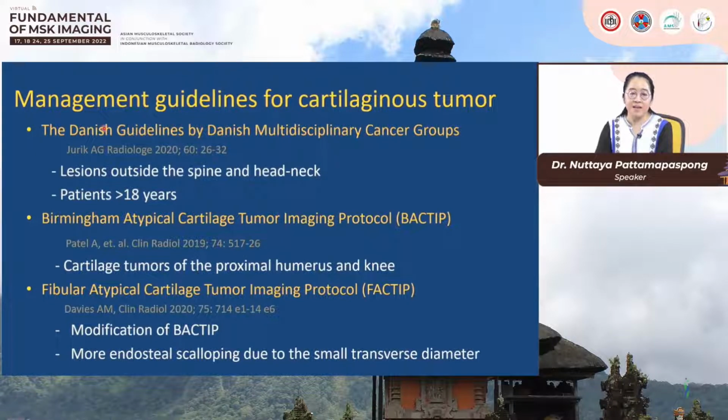The NIST guideline is used in the lesion outside spine and head and neck, and applied for patients aged over 18 years. Birmingham guideline looks at tumor of knee and shoulder, where we can have cartilaginous lesion in proximal humerus and knee. And for fibular lesion, we have modified from Birmingham for humerus and knee. That's because fibula has small transverse diameter, so endosteal scalloping may look more aggressive than it's supposed to be.